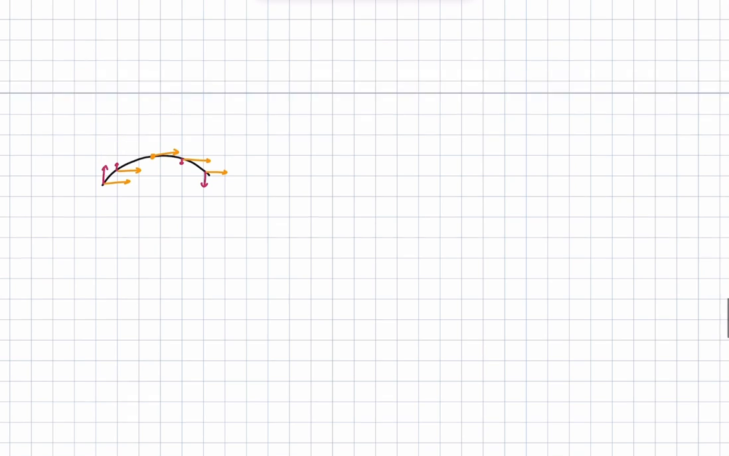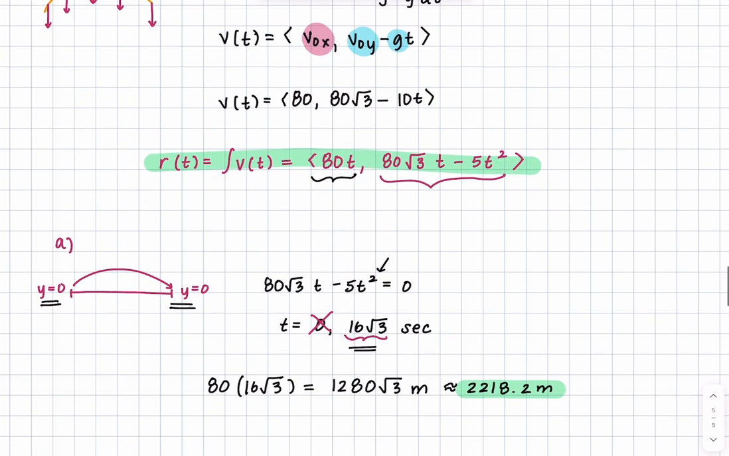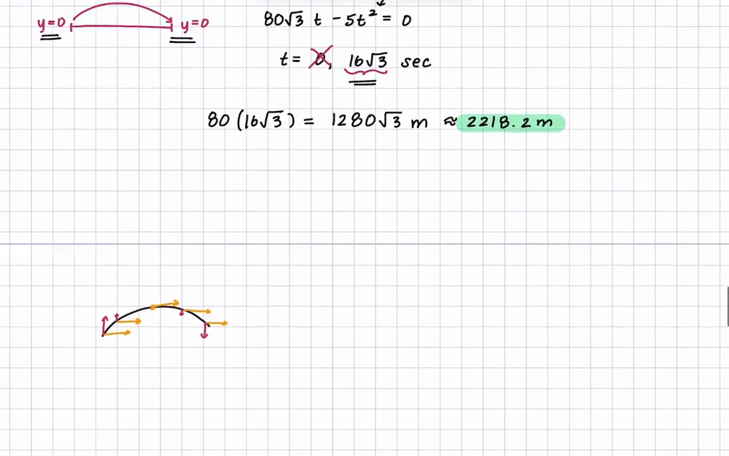So what we can do is use our velocity function, this component in particular, and solve for t. So 80 root 3 minus 10t equals 0. And in this case, time equals 8 root 3 seconds.